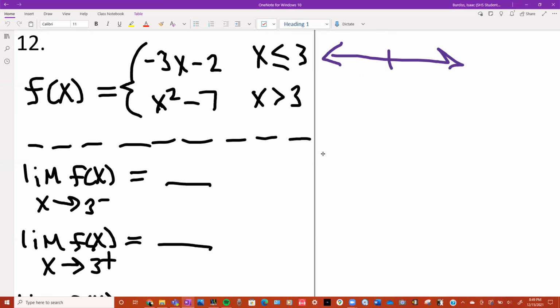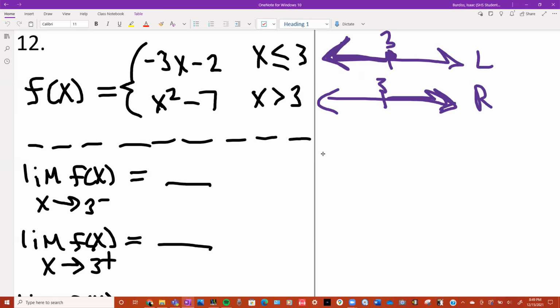If we have 3 and it's saying less than or equal to, that means to the left. And then this one's saying greater than 3, so that's to the right. That's how we know. This one's to the left, this one's to the right. So this means left, so we have to use this equation. If we plug in 3 there, -3 times 3 is -9, minus 2 is -11. That's the answer. So it's pretty simple, just some things you got to remember.